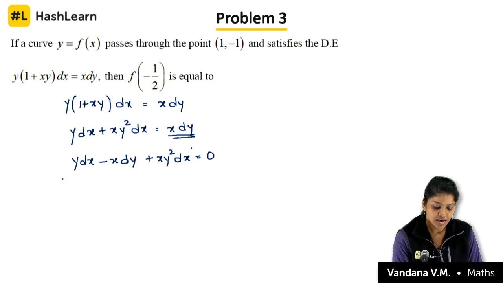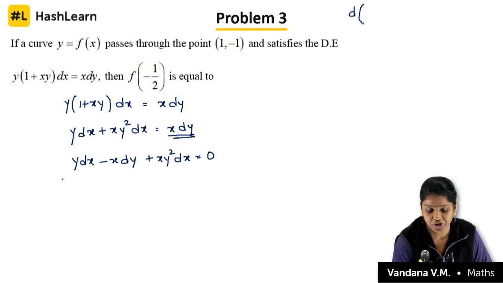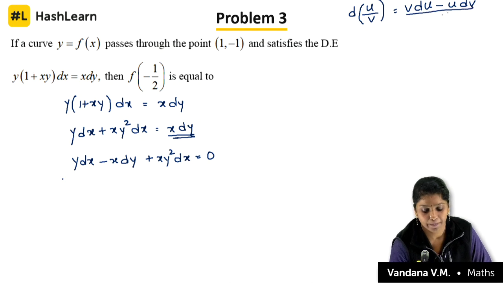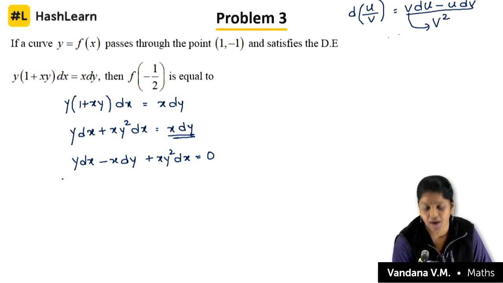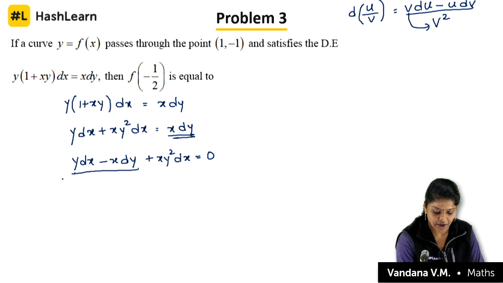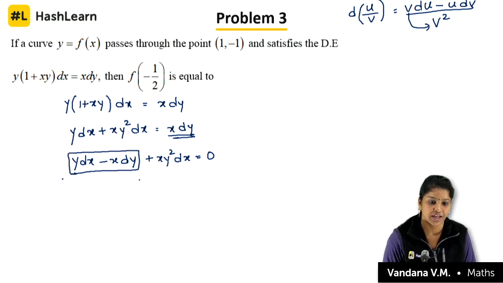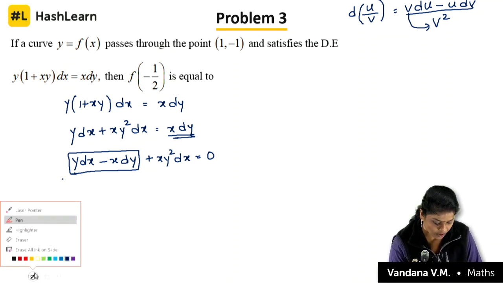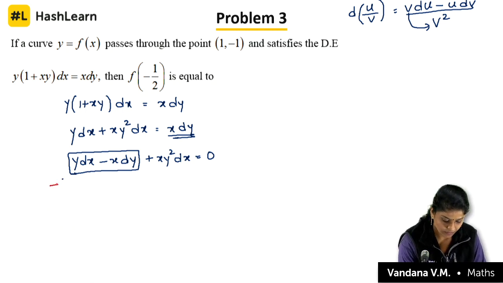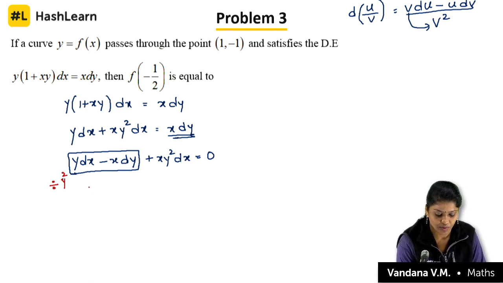Very interesting thing. Here, y dx − x dy. I told you already, the differentiation of u by v is (v times differentiation of u minus u times differentiation of v) by v². The same thing has to come down. So by seeing this, I understood it is the differentiation of y by x, but in the denominator I want y². So what I have to do? I have to divide with y².